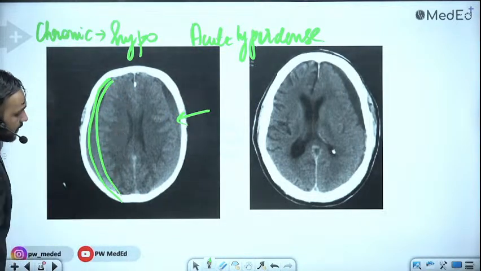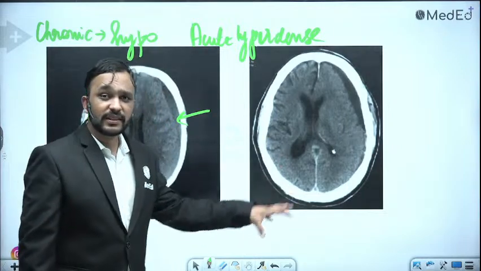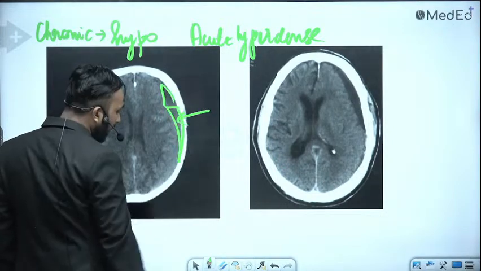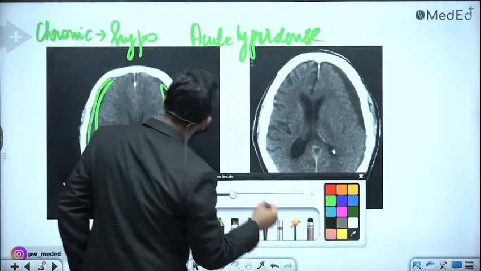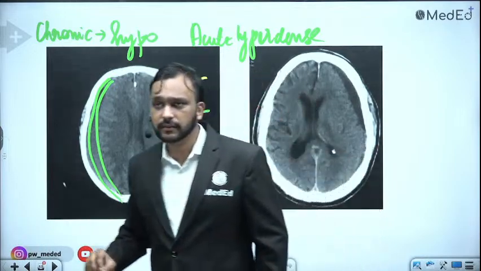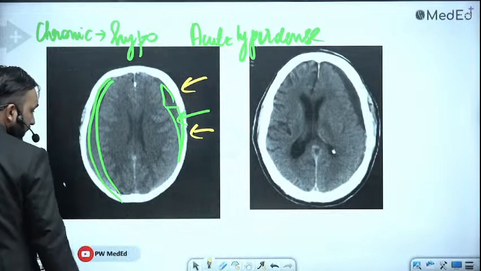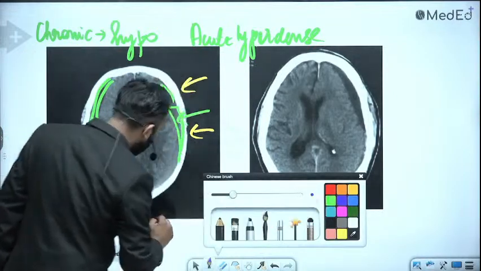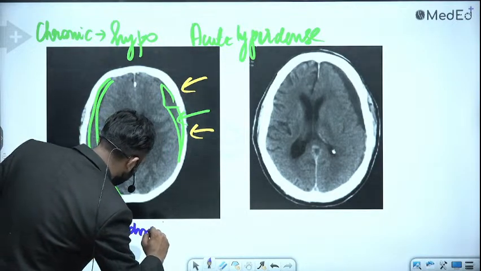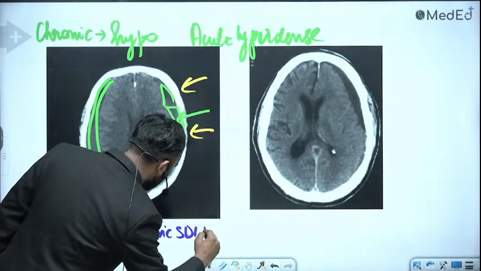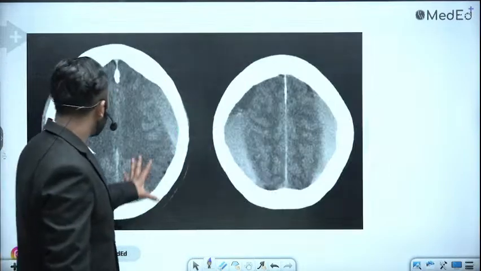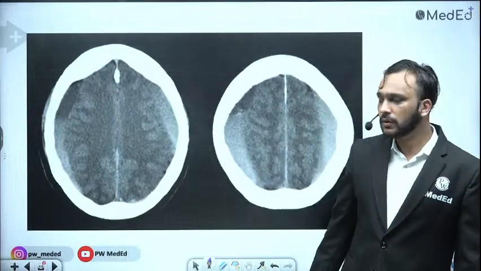concavo convex shaped collection, and in this concavo convex shaped collection you will see that part of the bleed is hyperdense and part of the bleed is hypodense. So what is this case? Okay, so guys, this is a case of acute on chronic subdural hemorrhage. So this is a case of acute on chronic subdural hemorrhage, right?